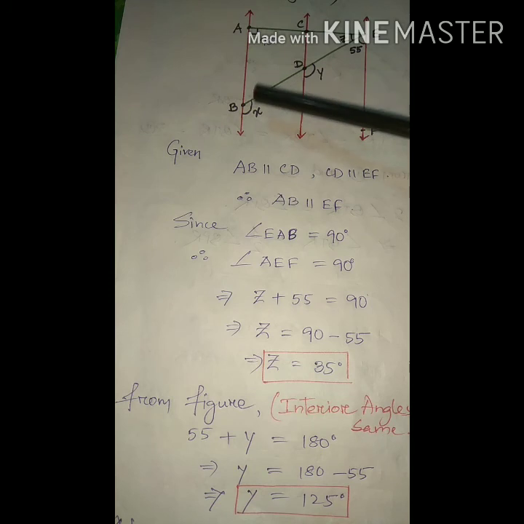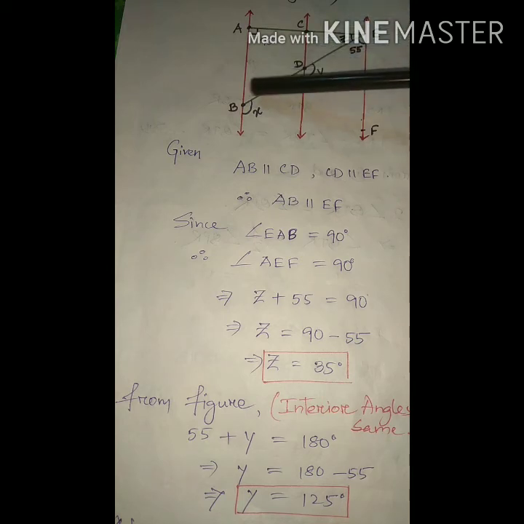Now finally we have to find x. So how can you find x? Let's see here. Since AB is parallel to CD, and if we consider DB as the transversal, what can we say about these two angles? These two angles are corresponding angles. Corresponding angles are always equal if the lines are parallel. So this y is equal to x. What is the value of y we get here? 125 degrees. So x is also 125 degrees.